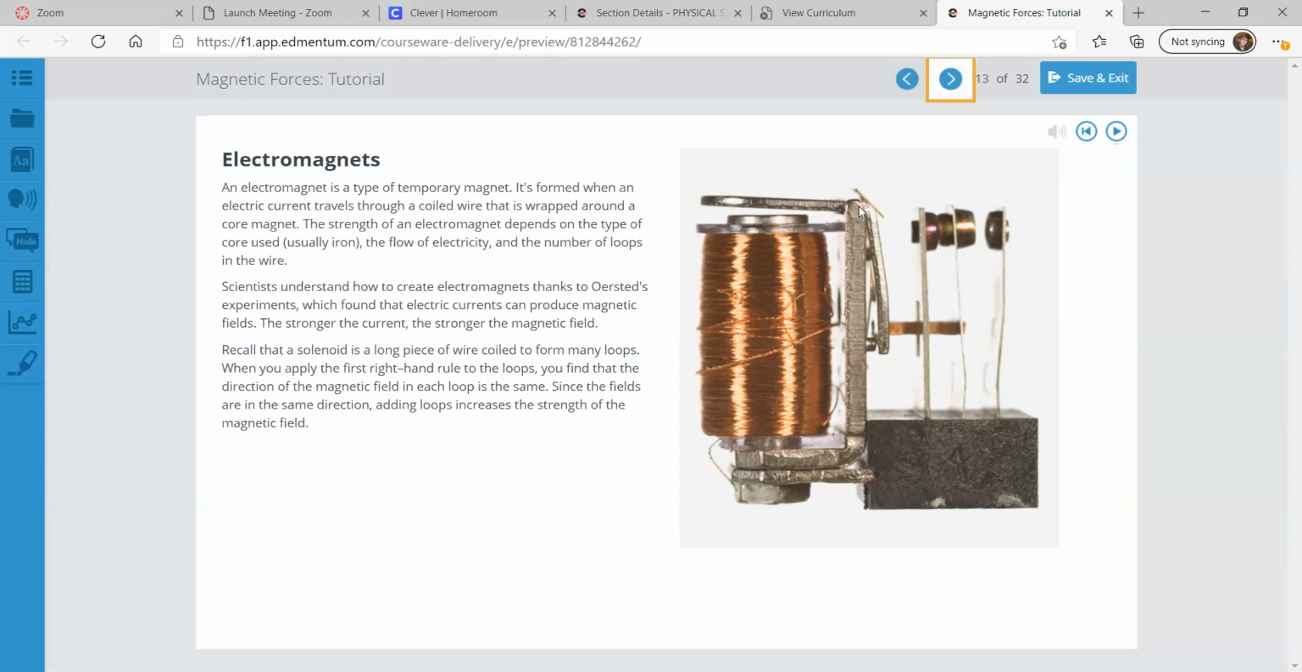Recall that a solenoid is a long piece of wire coiled to form many loops. When you apply the first right-hand rules to the loops, you find that the direction of the magnetic field in each loop is the same. Since the fields are in the same direction, adding loops increases the strength of the magnetic field.